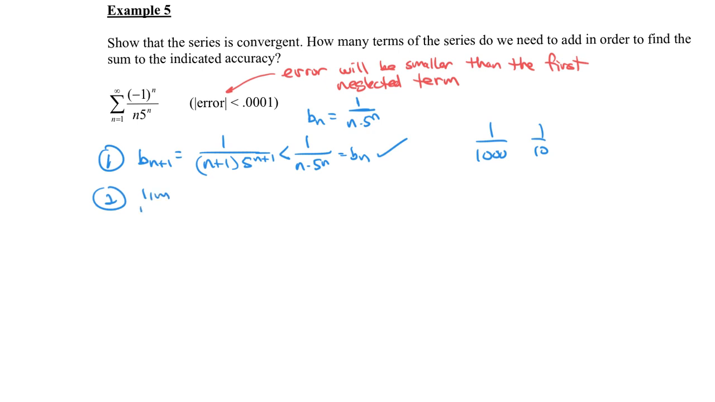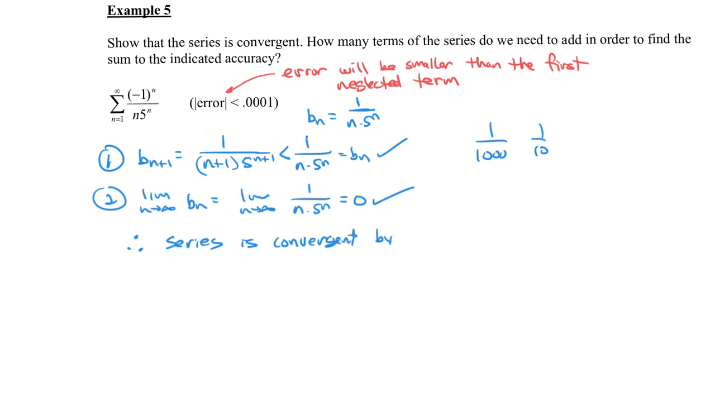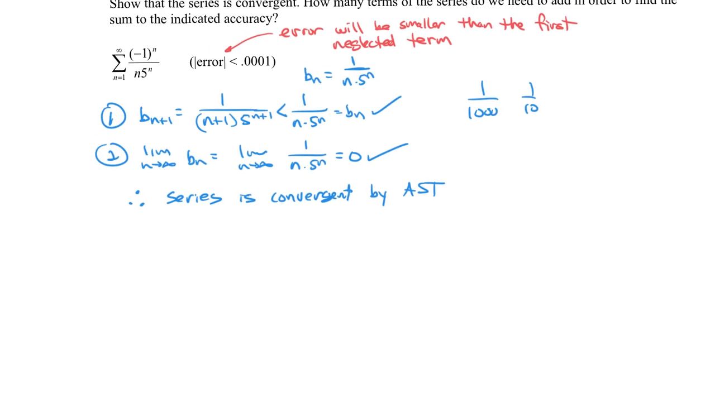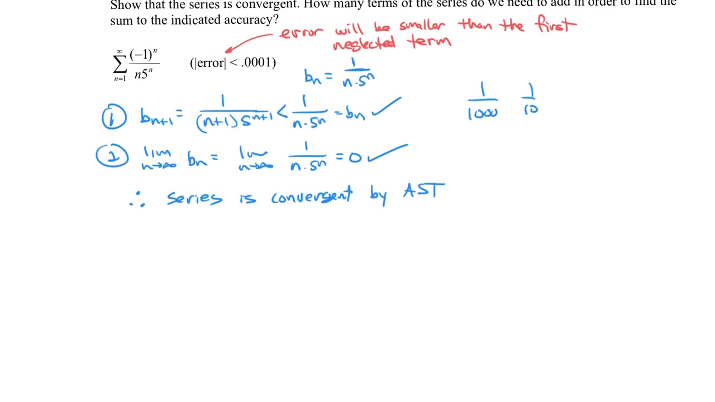Condition 2, we have to take the limit as n approaches infinity of b sub n, which is the limit as n approaches infinity of 1 over n times 5 to the n. And if n gets bigger and bigger and bigger, that will approach 0. So the limiting value is 0. So we're good there. So we can say, therefore, the series is convergent by the alternating series test. Okay, so we've shown it's convergent. Now they want us to figure out how many terms of the series do we need to add in order to find the sum to the indicated accuracy.